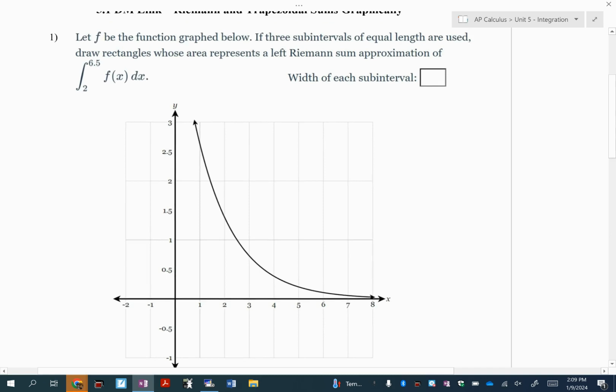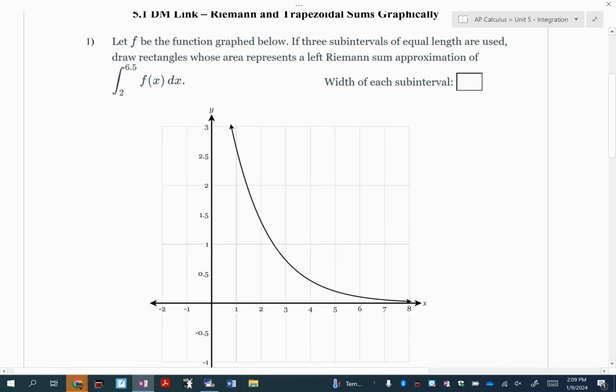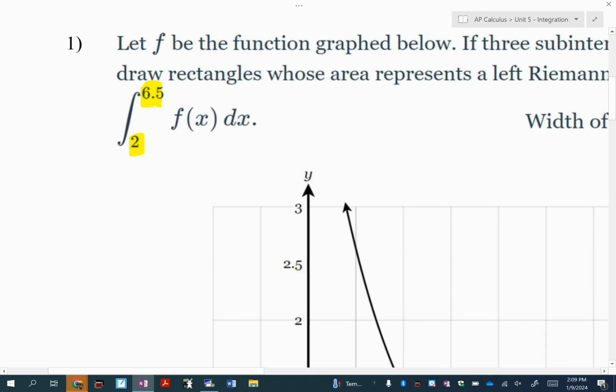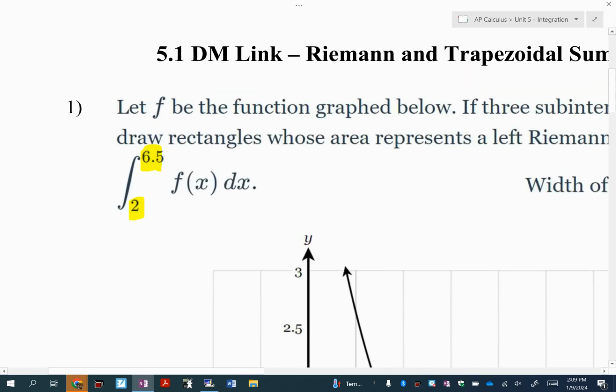Now, let me show you a couple of things. Let me highlight this. Do you guys see the two numbers here? You see those two numbers? I'll zoom in for you. Those are called the limits of integration.